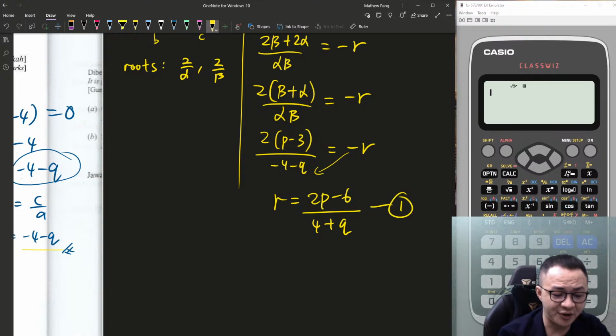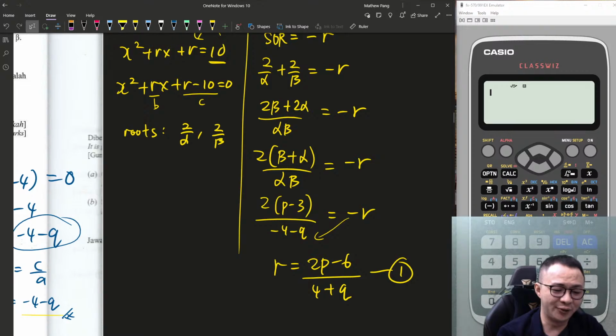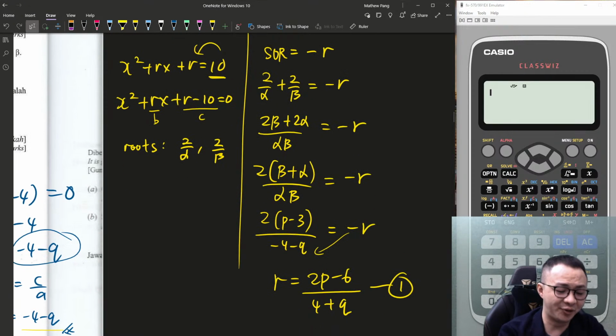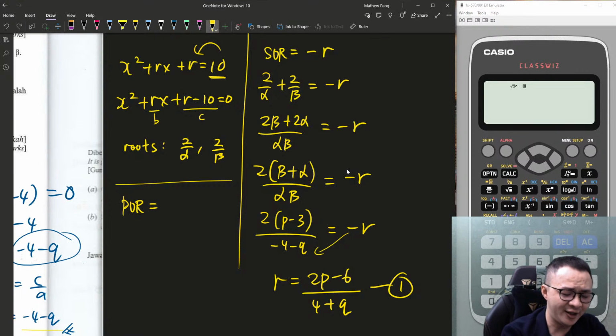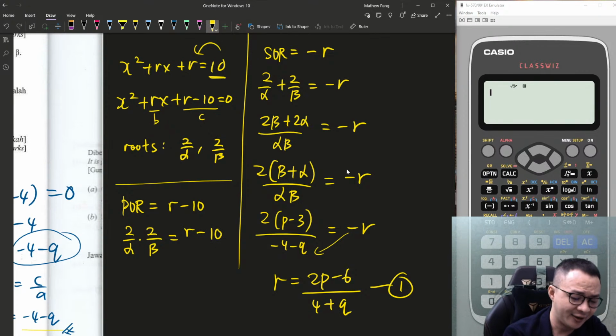Okay, my first equation. Then I need to do the second equation. So after we have done the sum of roots, now we can do the product of roots, right? Product of roots basically is c over a. So c is r minus 10, over a, which is over 1. It doesn't matter. So product of roots basically means these two roots, we multiply them. 2 over alpha multiply 2 over beta equals r minus 10. So this is 4 over alpha beta equals r minus 10.